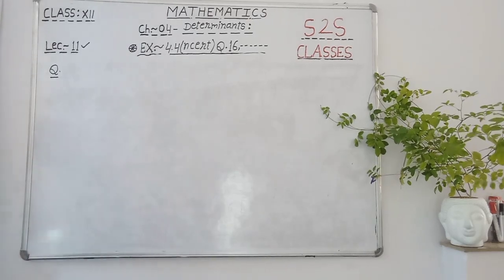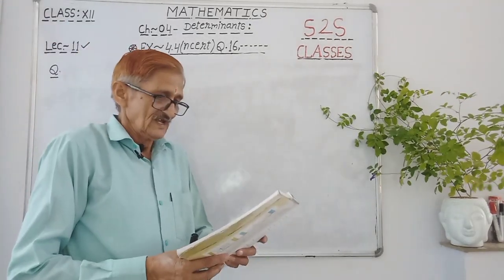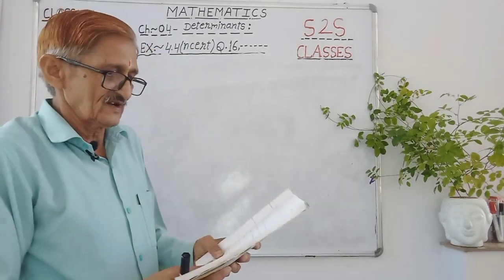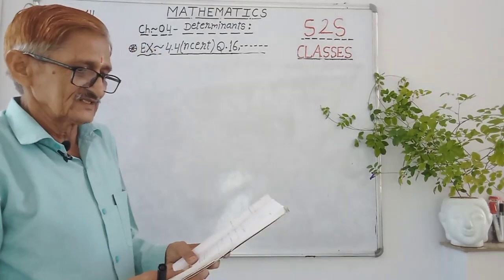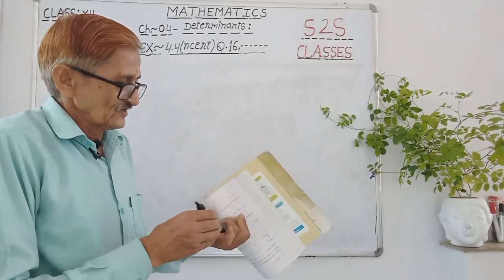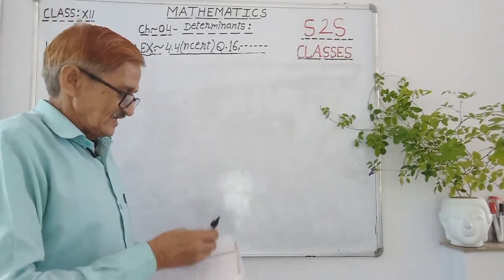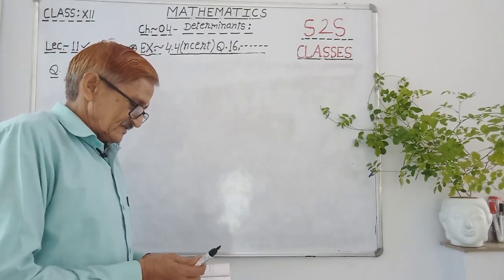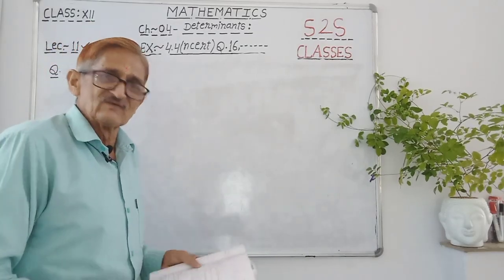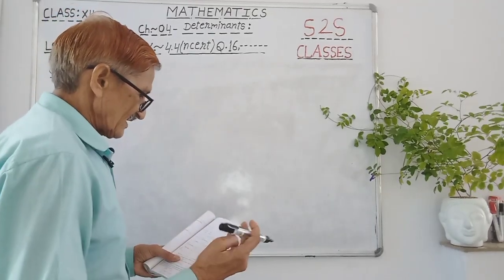Next question, question 17. Optional questions are there. Let A be a non-singular square matrix of order 3 by 3. Non-singular means determinant of that matrix is not equal to 0. Okay?